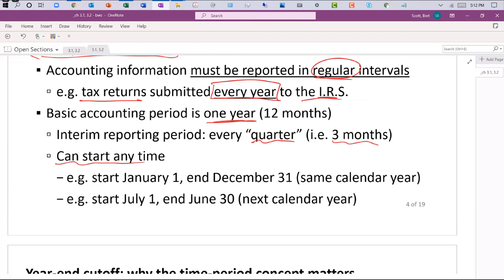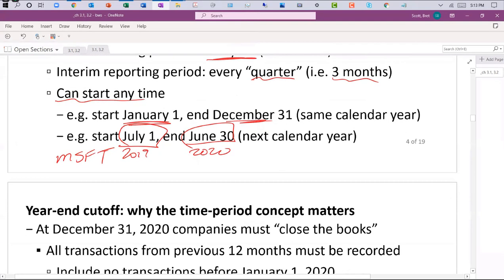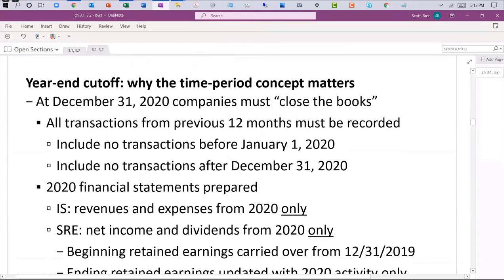You can decide that. So we're not restricted by sticking with just January 1st or December 31st. We can go, say, from July 1st of 2019 to June 30th of 2020. Microsoft, believe it or not, has that fiscal year period. And it's nice, especially if you're an auditor or a tax accountant, because if your clients have a staggered year end, it doesn't mean all your work is crunched during the tax season.